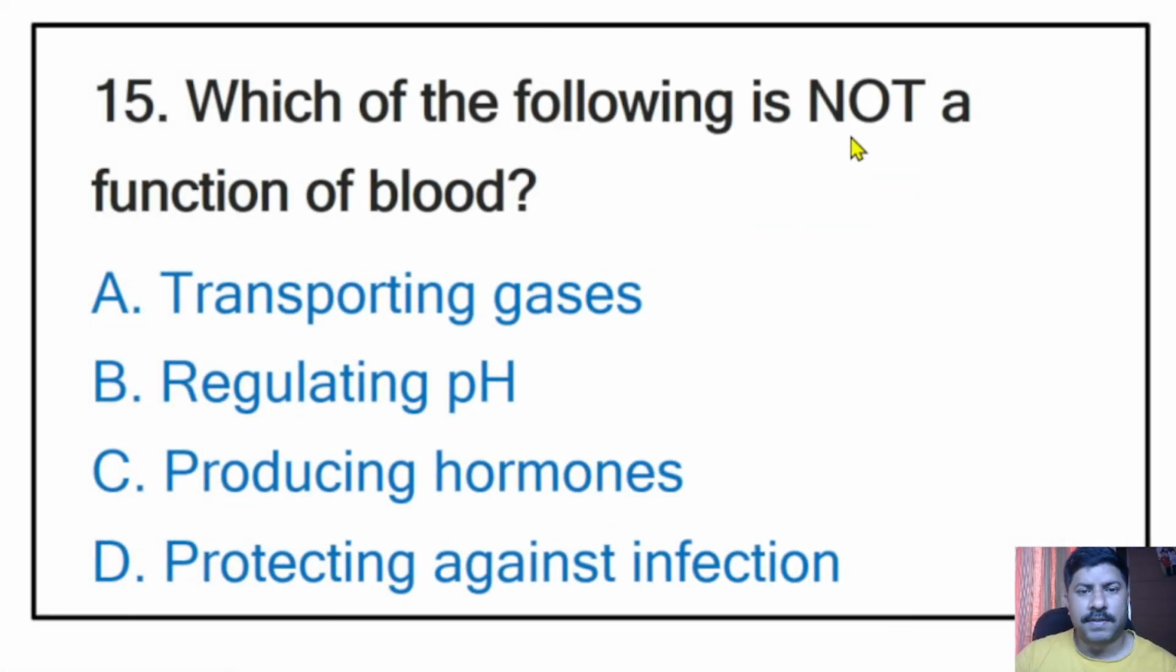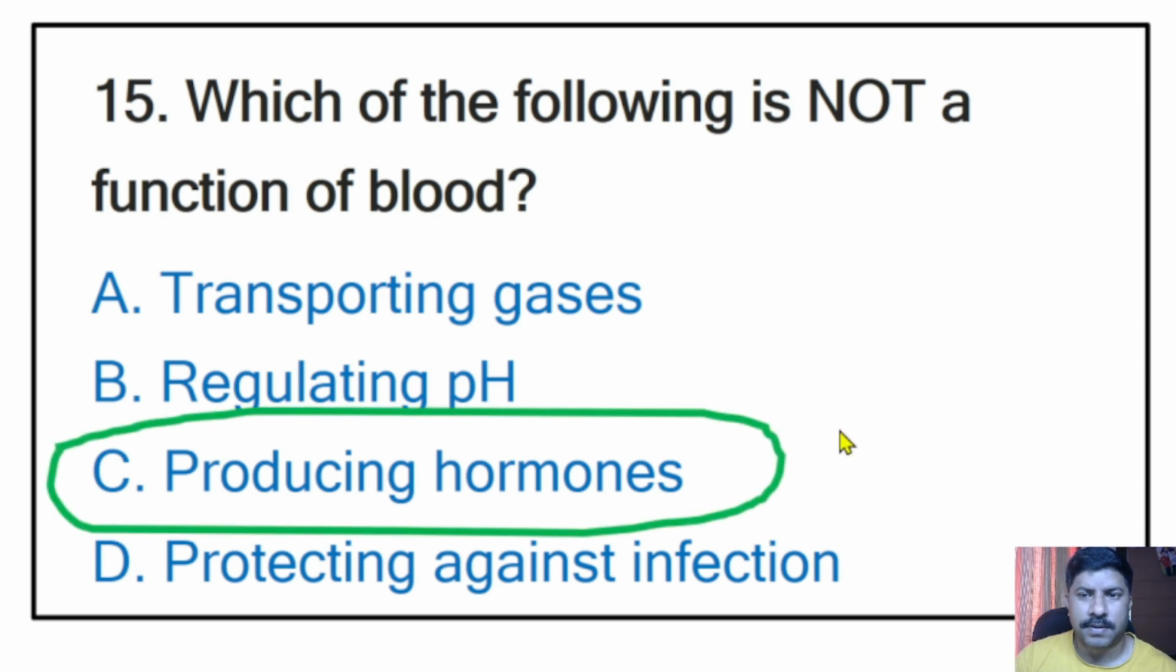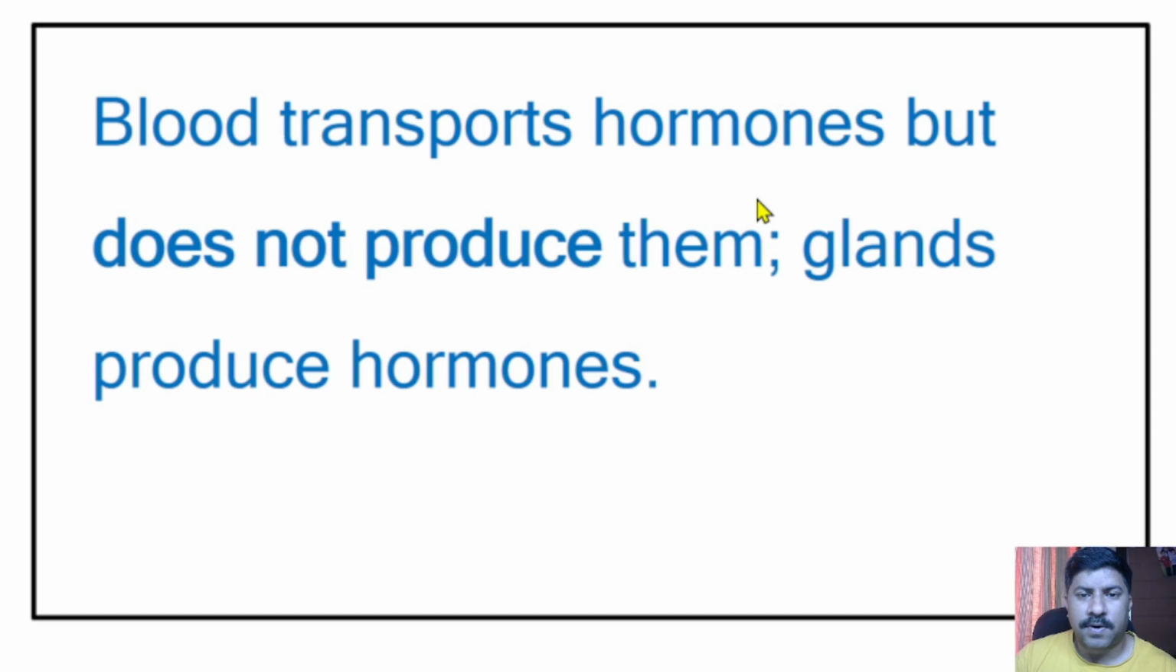15th question, which of the following is not a function of blood? Transporting gases, regulating pH, producing hormones, protecting against infections. The correct answer here, producing hormones. Blood transports hormones, but it does not produce them. Glands produce hormones. These glands are known as endocrine glands.